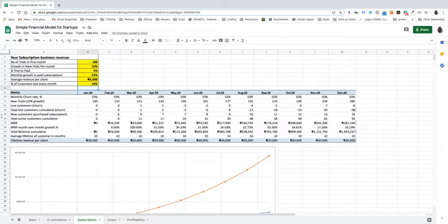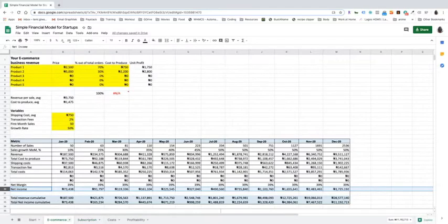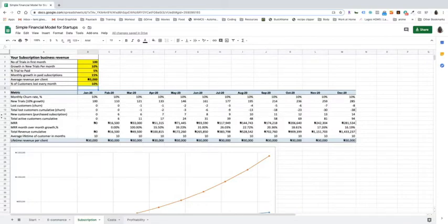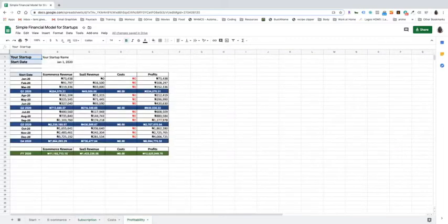Now that we have our subscription and our e-commerce model, I've left the e-commerce available so you can see in the profitability sheet what happens when you combine the 2. So let's go quickly to the profitability sheet to look at what's happening. You don't have any costs yet, so you can see from day 1, we're already profitable because we don't have any costs. And you can see that it keeps both if you're doing a hybrid model, right?